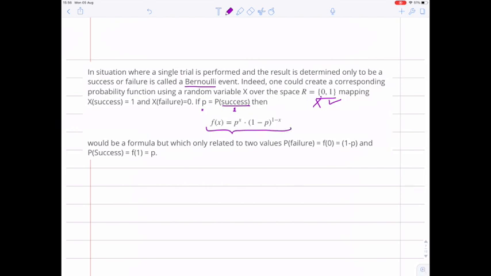So let's just take a moment to make sure we understand what's happening over here. So remember that our x is coming from our random variable over the space R. So x is really either something happened or it didn't happen. And this p over here is the probability of success. And here we're thinking of success, i.e. x is equal to 1.